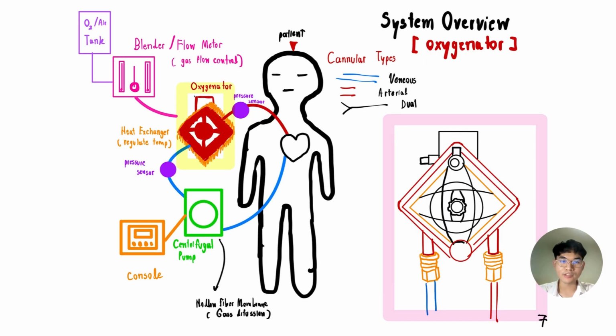And next, we will examine the oxygenator, which is the core component where gas exchange occurs. The oxygenator uses hollow fiber membrane technology. It acts like the alveoli in the human lung, where oxygen flows outside the fiber while the blood flows inside. This setup facilitates the efficient exchange of oxygen and carbon dioxide, mimicking the natural respiratory process.